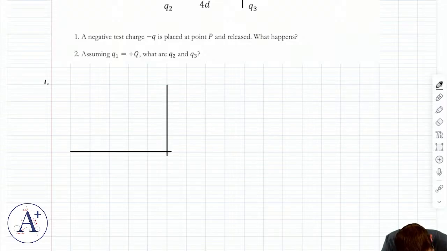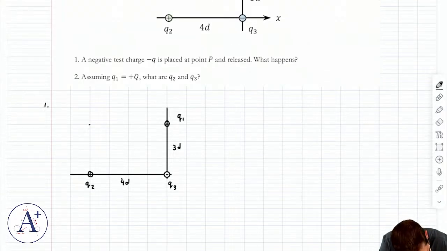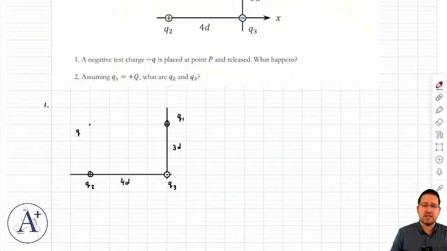All right, so we have Q2, Q1, Q3. We don't really need 3D and 4D right now. We'll get to that. And this is our point P. And we're told that if we have a point charge Q, it experiences a net zero electric force. Okay, well, let's just draw the forces that it experiences from Q1, Q2, and Q3, right?